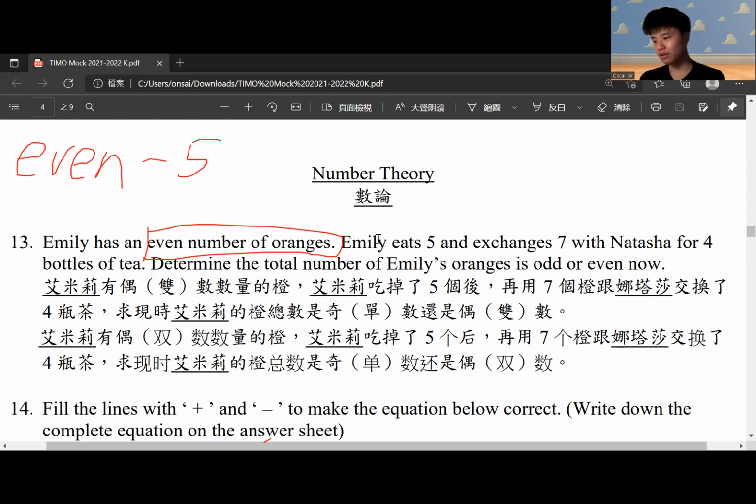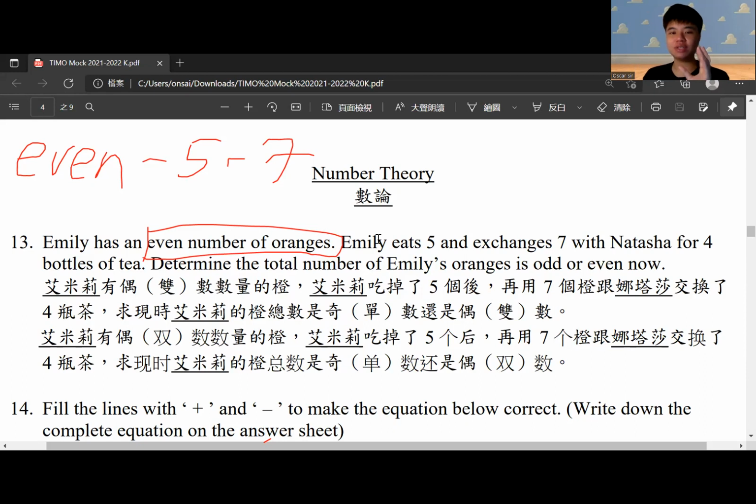And she exchanges 7 for 4 bottles of tea. And then she used 7 to change something else. I don't care what it is. Even if she changed to, I don't know what, it is not the orange. So I don't care. Just minus 7. Okay. And then the question is asking us to determine whether the total number is odd or even now.